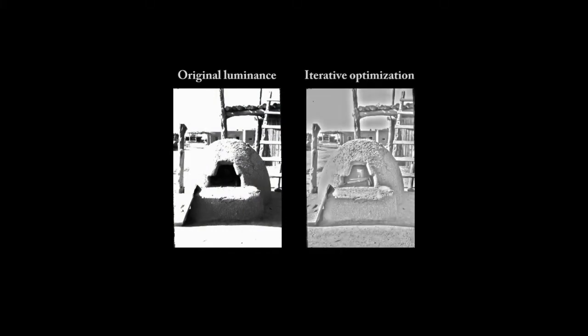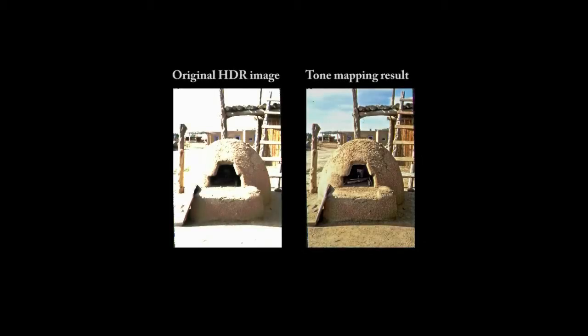Our automatic method operates on local small windows. These windows overlap to propagate the influence of the local constraints by solving a global optimization problem. Our optimization problem is solved iteratively on the luminance channel. The local constraints are efficiently propagated to produce a globally optimized result. This is our result after reconstructing the color channels.